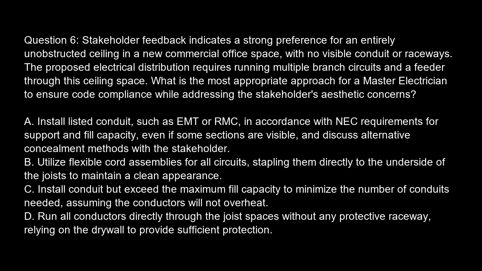Option A. Install listed conduit, such as EMT or RMC, in accordance with NEC requirements for support and fill capacity, even if some sections are visible, and discuss alternative concealment methods with the stakeholder. Option B. Utilize flexible cord assemblies for all circuits, stapling them directly to the underside of the joists to maintain a clean appearance. Option C. Install conduit but exceed the maximum fill capacity to minimize the number of conduits needed, assuming the conductors will not overheat. Option D. Run all conductors directly through the joist spaces without any protective raceway, relying on the drywall to provide sufficient protection.